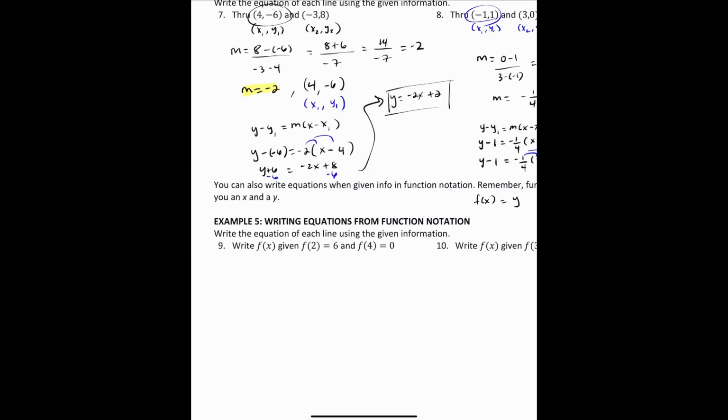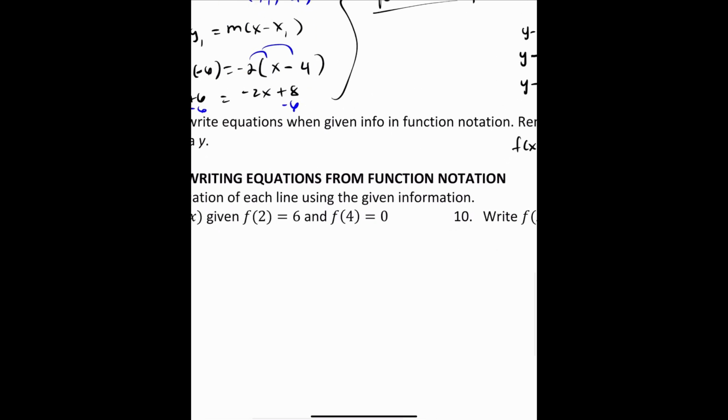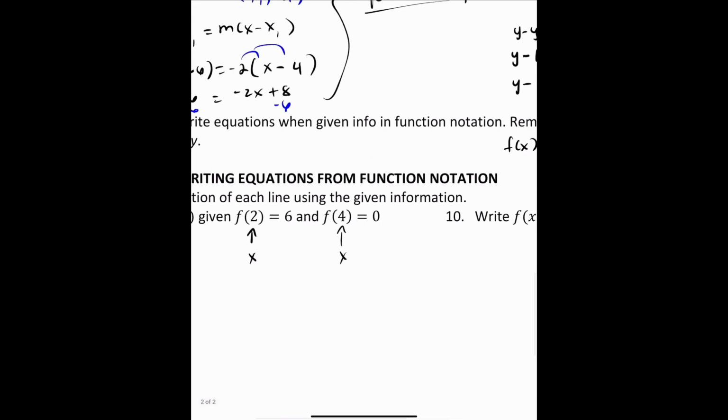Okay? Now, looking at number 9, it says write f of x given that f of 2 is 6 and f of 4 is 0. So we can see we have two inputs here. We have 2 and 4. So this 2 is an x value, and this 4 is also an x value. And then remember I said that f of x is y, so this 6 is a y value, and this 0 is a y value as well.